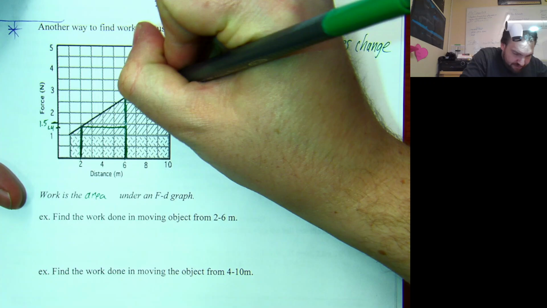I'm going to do one more example. An 80 kilogram person can run up a flight of stairs in 2.1 seconds. If they gain 1.7 meters in height, what is the power of the person?